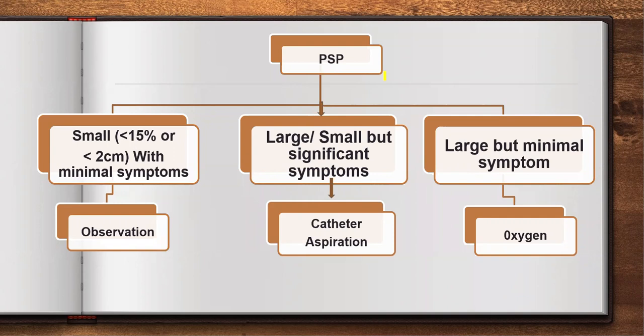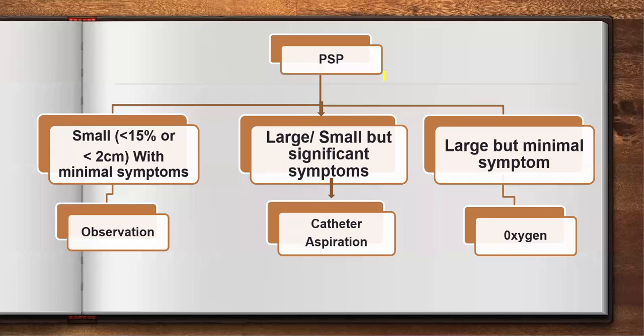Now, pneumothorax is mainly divided into primary pneumothorax and secondary pneumothorax. Primary pneumothorax means when there is no underlying cause. If there is an underlying cause, like if a patient has asthma, COPD, or bronchiectasis, and that patient gets pneumothorax, that is called secondary pneumothorax. Primary spontaneous pneumothorax can happen if there is rupture of bulla or blebs on the surface of the lung.